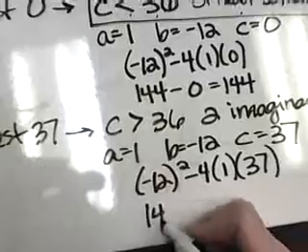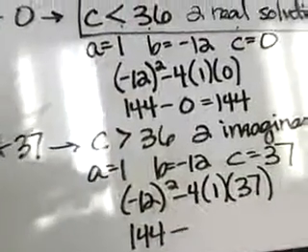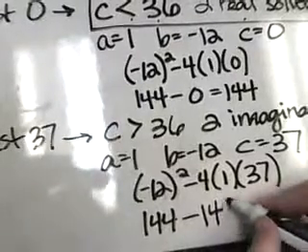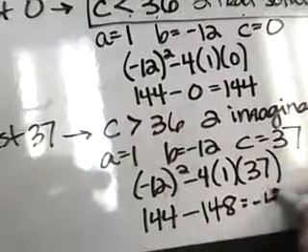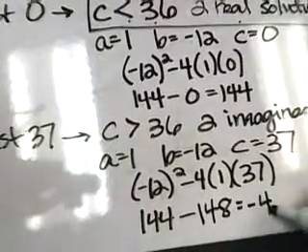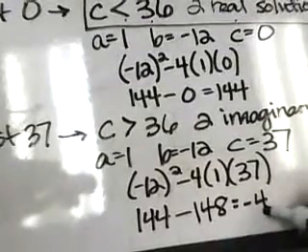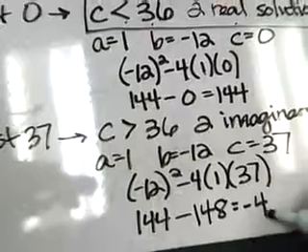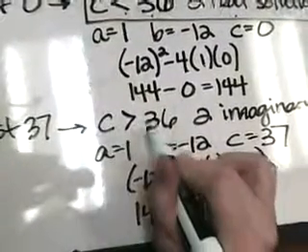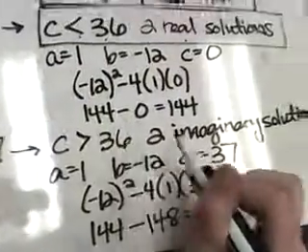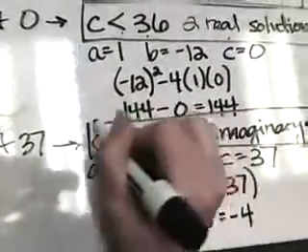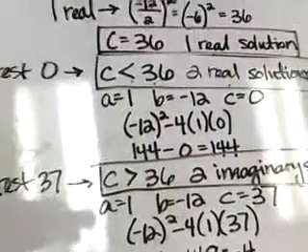This is going to give me 144 minus 148, which is negative 4. Because the discriminant is negative 4, it is less than 0. That tells me that there would be 2 imaginary solutions. So that means any number greater than 36 will give me 2 imaginary solutions. There's my final answer.